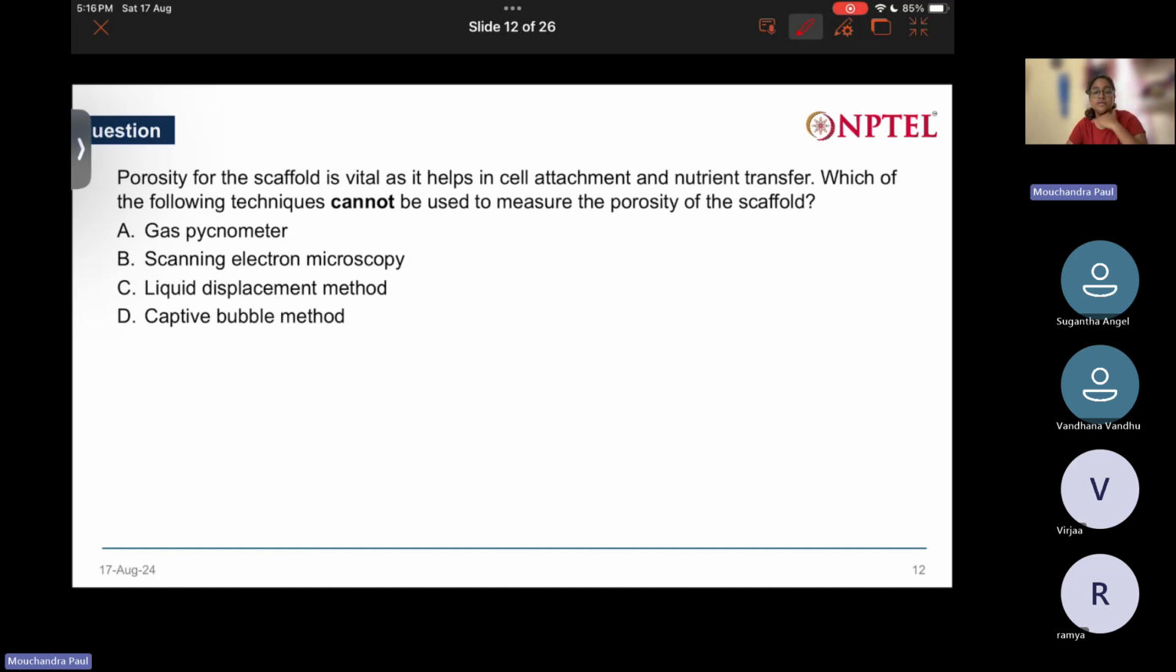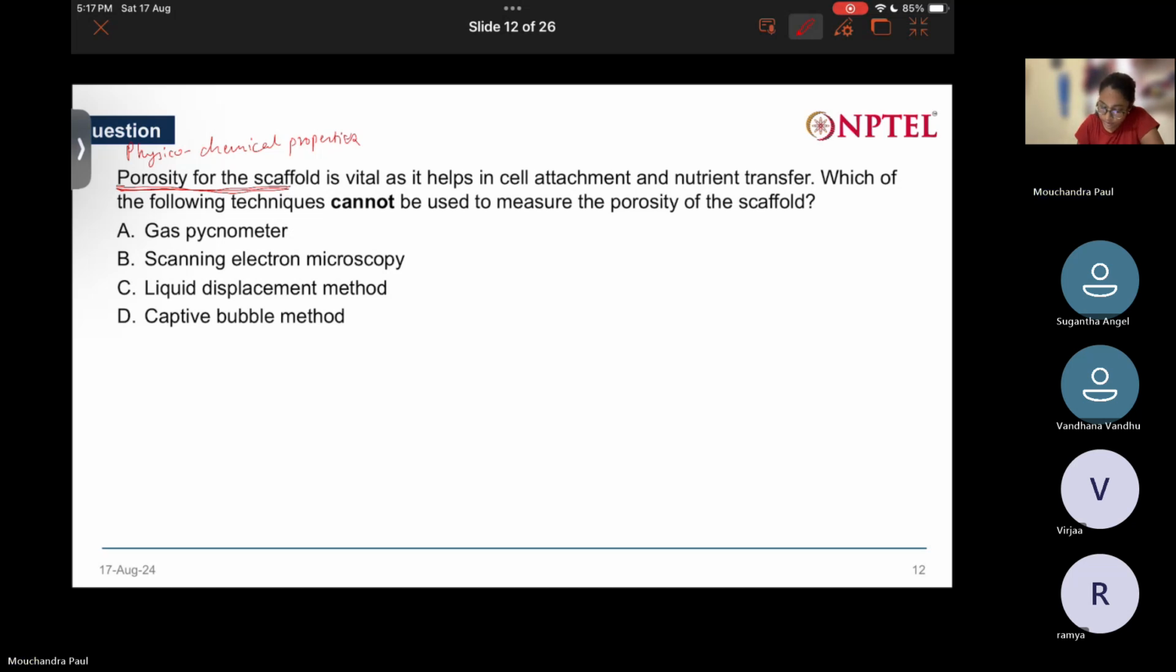Now moving on, the porosity for the scaffold is vital as it helps in cell attachment and nutrient transfer. So which of the following techniques cannot be used to measure the porosity of the scaffold? So porosity is a property that comes under physicochemical property of a scaffold. Porosity, the degree of porosity also affects the swelling degree, okay, in case of hydrogels.